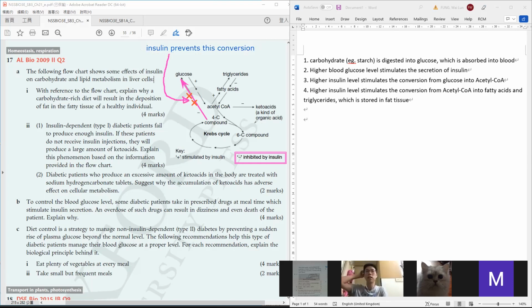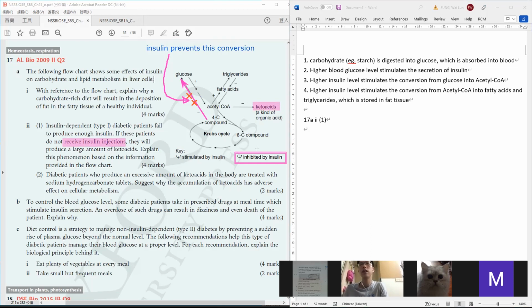Insulin wants to prevent this conversion. So now, in 17A21 part 1, how do we answer that question? When they don't receive enough insulin, what happens? They will produce a lot of keto acid.